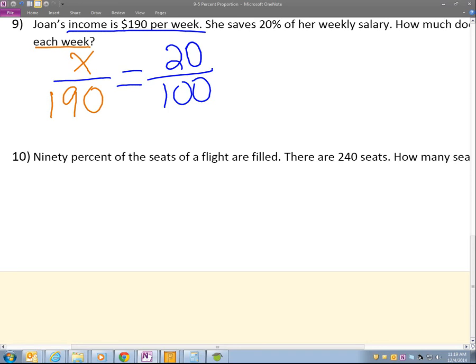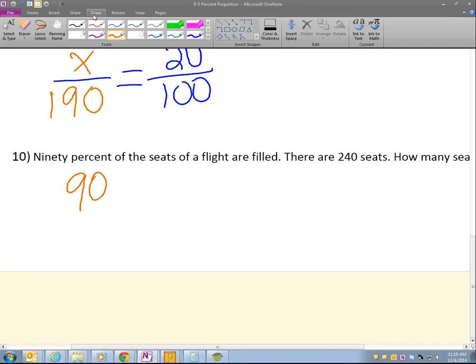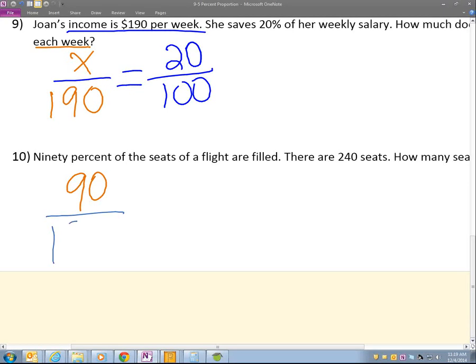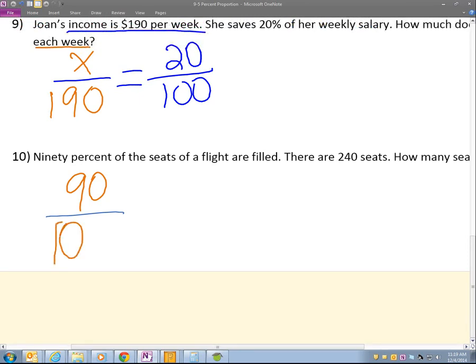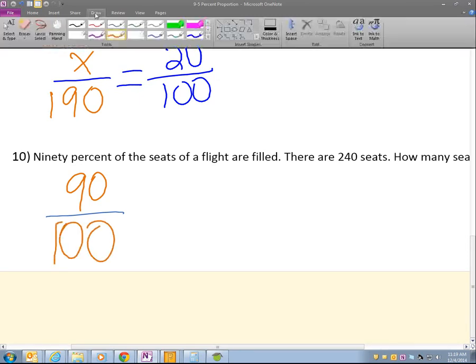All right, now we have some number words. It says 90%. Boom. Am I going to pause right there and do something? Yes. What should I pause right there and do? You should put the 90 over 100. 90 over 100. And I'm going to do it on the left side just so I can show you that you guys can do it multiple ways. 90 over 100. Beautiful.